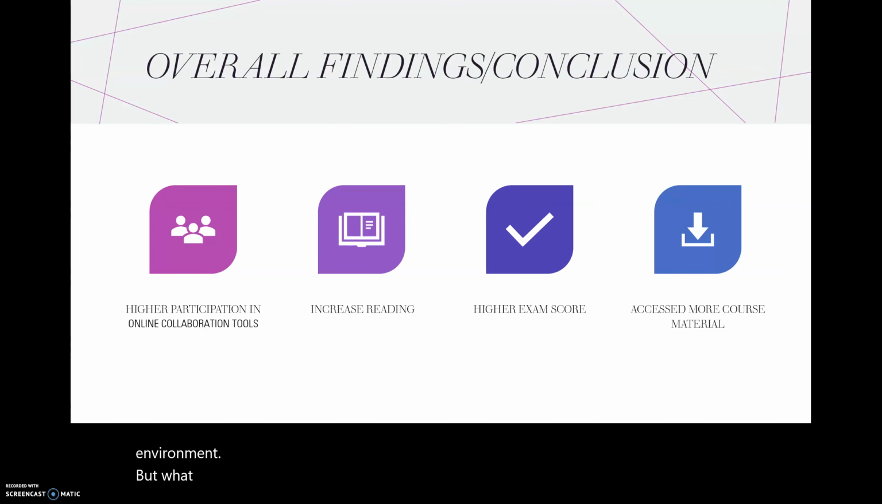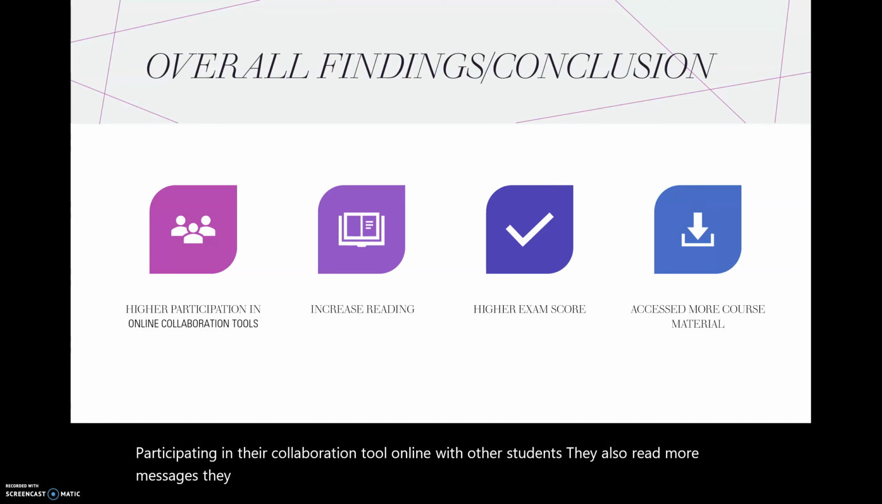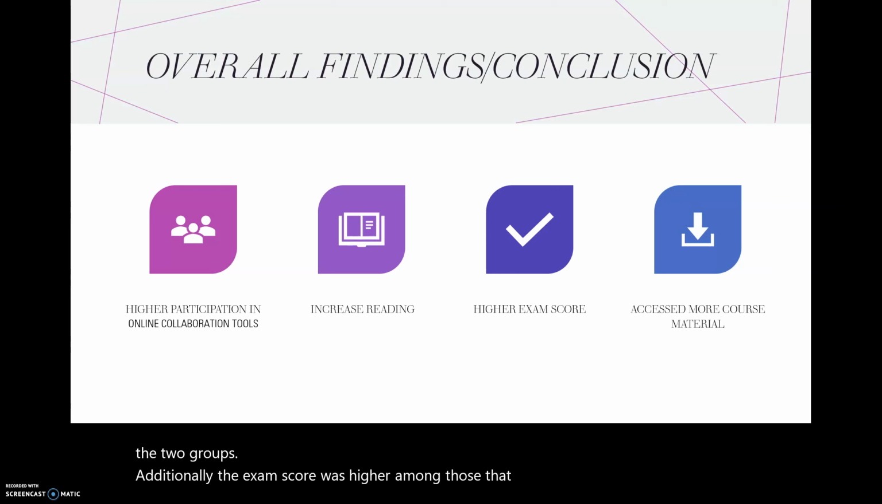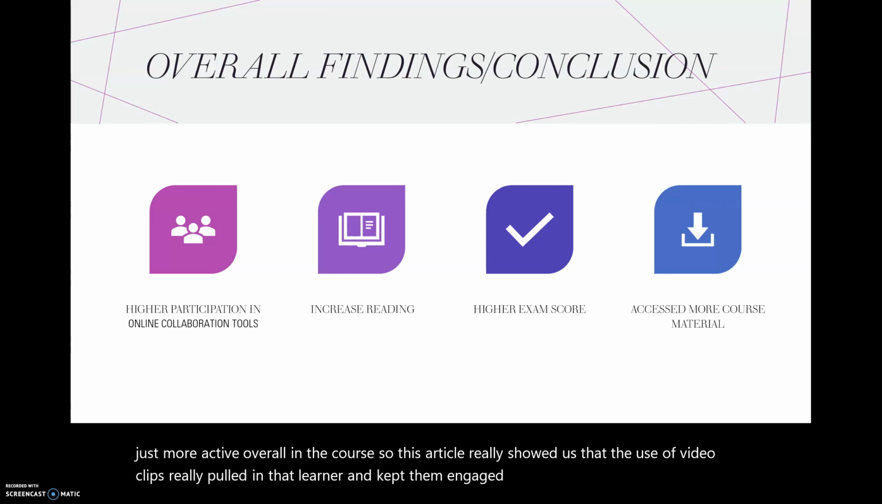But what they found was that students who watched videos were more actively participating in the collaboration tool online with other students. They also read more messages, viewed course pages more often, and browsed course material more between the two groups. Additionally, the exam score was higher among those who watched the videos, and they were more active overall in the course. So this article really showed us that the use of video clips pulled in the learner and kept them engaged throughout the e-learning simulation.